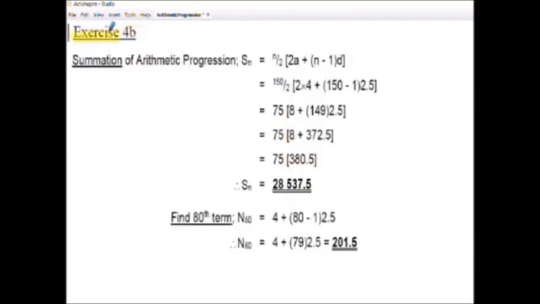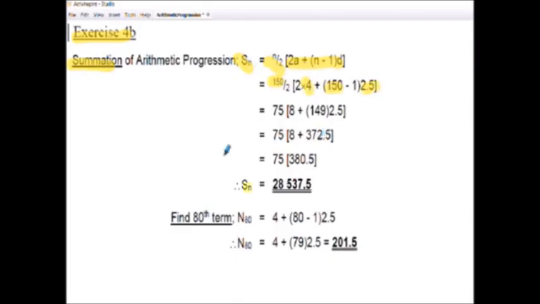Exercise 4b continued. We're also asked to summate all the terms in the series. Now we know there's 150 of them. We have to summate them, so we have to use the Sn equation. Pick up the appropriate equation here. Sn is equal to n divided by 2 in brackets 2a plus n minus 1 times d. We have all these terms now. We know little n is 150, the a is equal to 4, and the d is equal to 2.5. The rest of it is arithmetic here to work out the total value of all the terms.